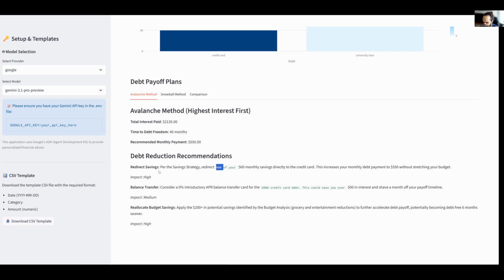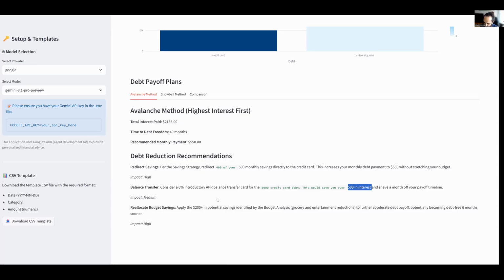The second suggestion is to consider a 0% introductory credit card if possible, so it makes us save the interest. This could save you over 500 in interest, but it's actually not 500 because the interest is not calculated like that. So this is another example of the agent's mistake, and I'm doing it on purpose to present this so that you will be aware of the kind of mistakes that can be made when we give the freedom to these agents to work with numbers.